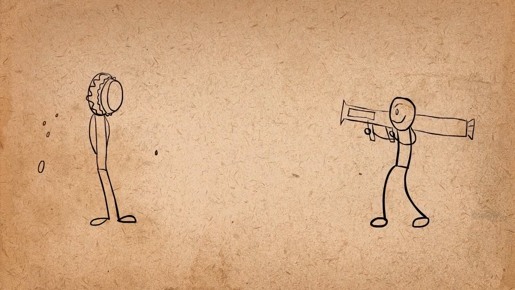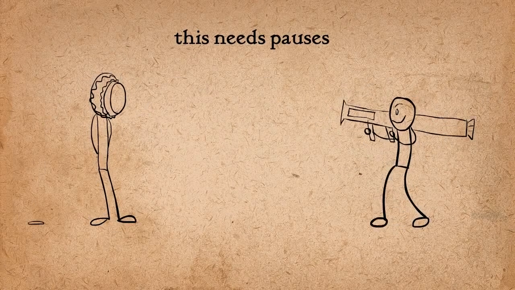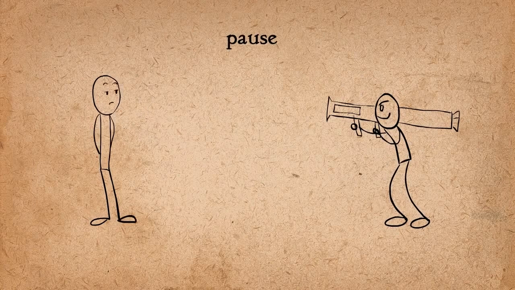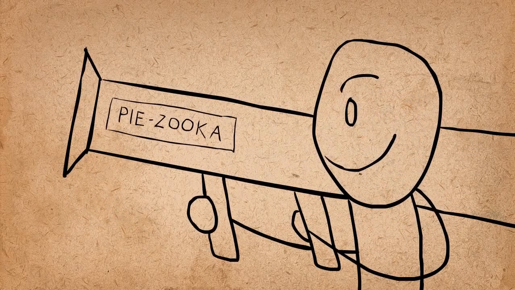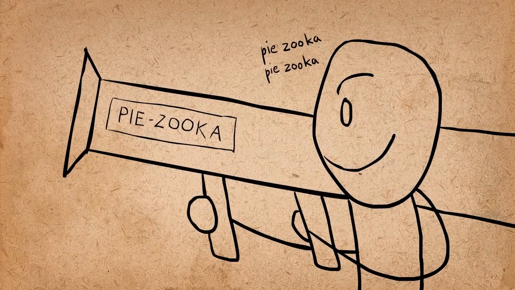Sometimes you need to insert pauses if there's something on screen that needs to be processed by the viewer before moving on. Sometimes if there's any text on the screen, you should keep it on screen for as long as it takes to read it out loud 3 times.